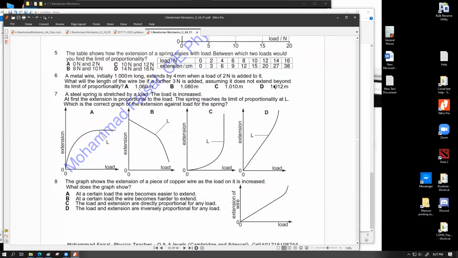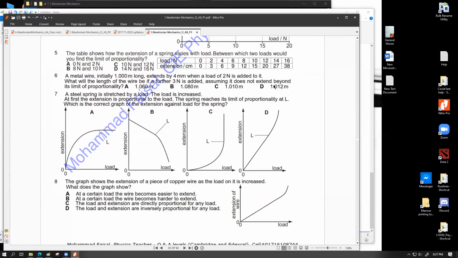The graph shows the extension of a piece of copper wire as the load on it increases. What does the graph show? A: at a certain load, the wire becomes easier to extend. B: at a certain load, the wire becomes harder to extend. C: the load and extension are directly proportional for any load. D: they are inversely proportional for any load. Okay, so A, I think too. C and D are essentially out of the question. Yes, A is the correct response for this question.